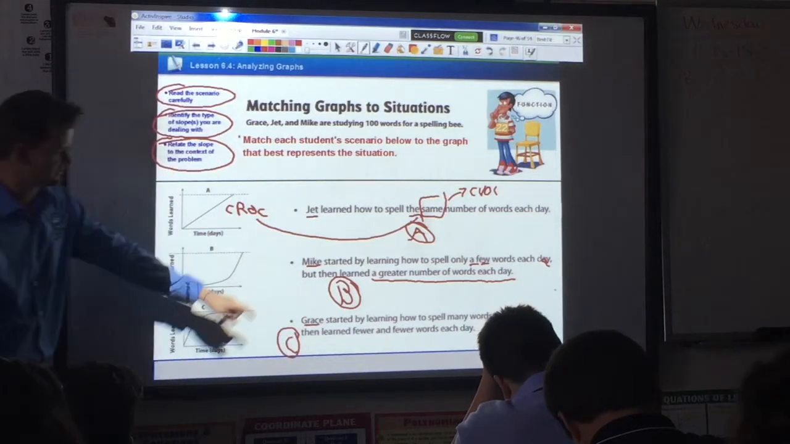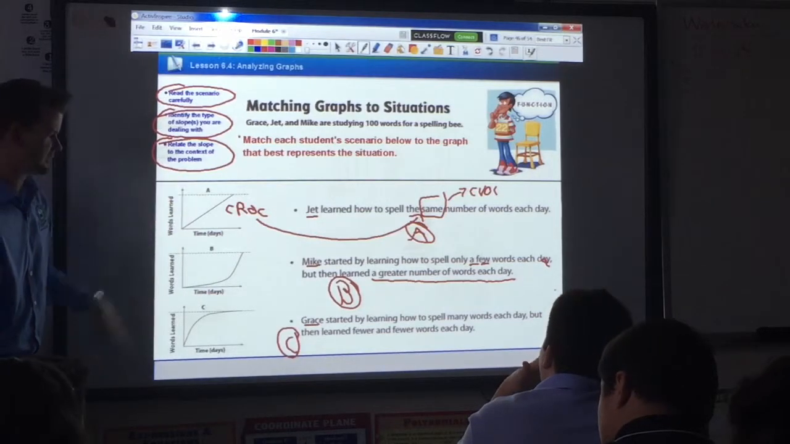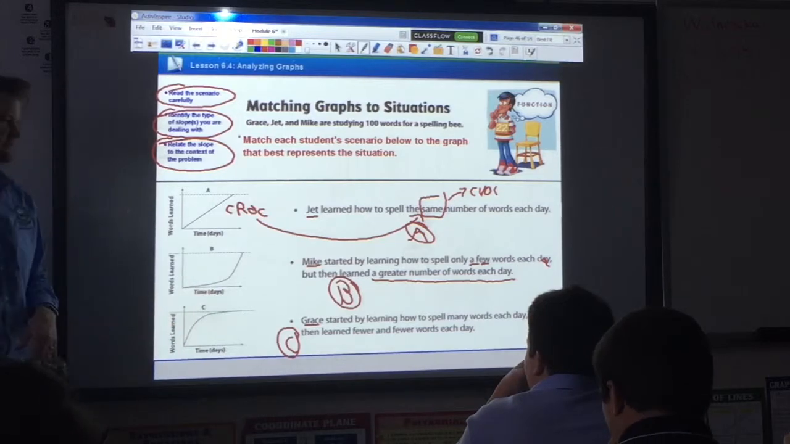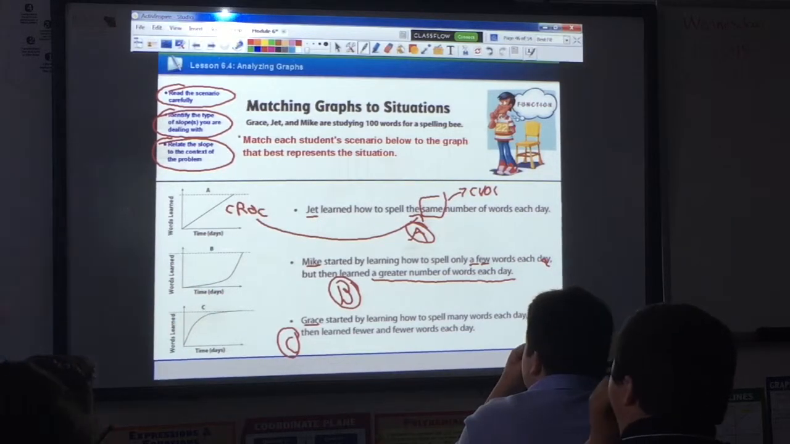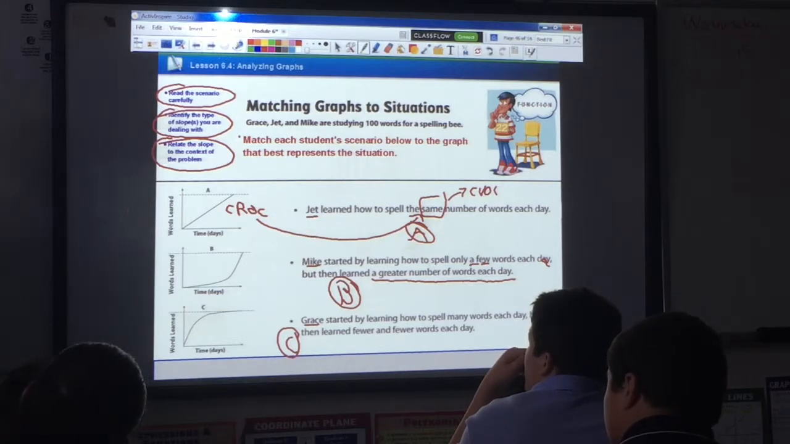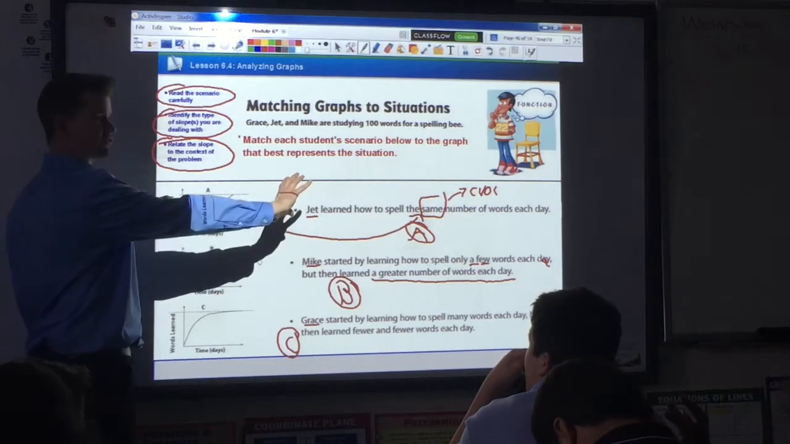If that's graph B, the only one left would be graph C for Grace, which also makes sense. Grace started by learning how to spell many words each day, so a quick increase, but then learned fewer and fewer words each day. That is representative of maybe she just learned so many words that there wasn't a lot left to learn. Maybe she learned the first 1,000 pages of the dictionary, and then she slowed down for that last 100, right? Maybe. All right, any questions on this first one?